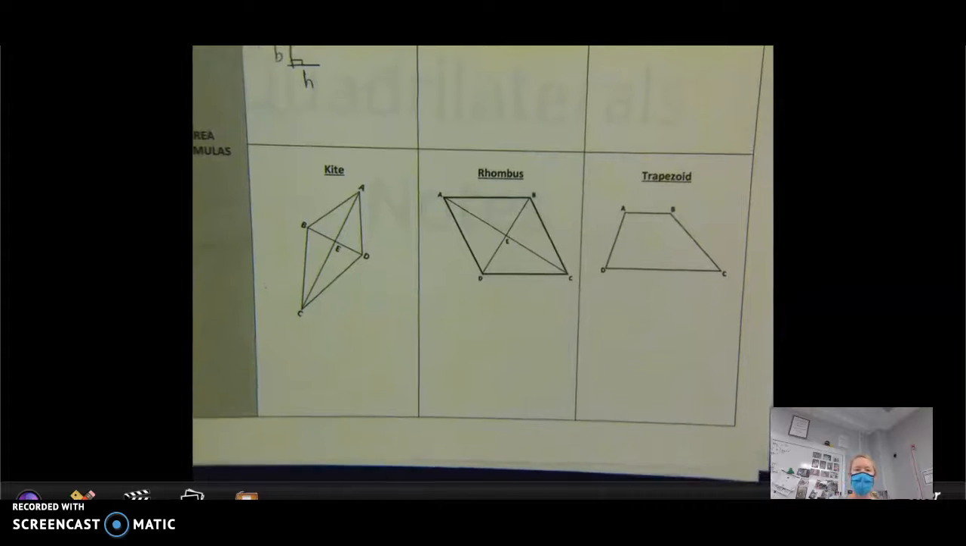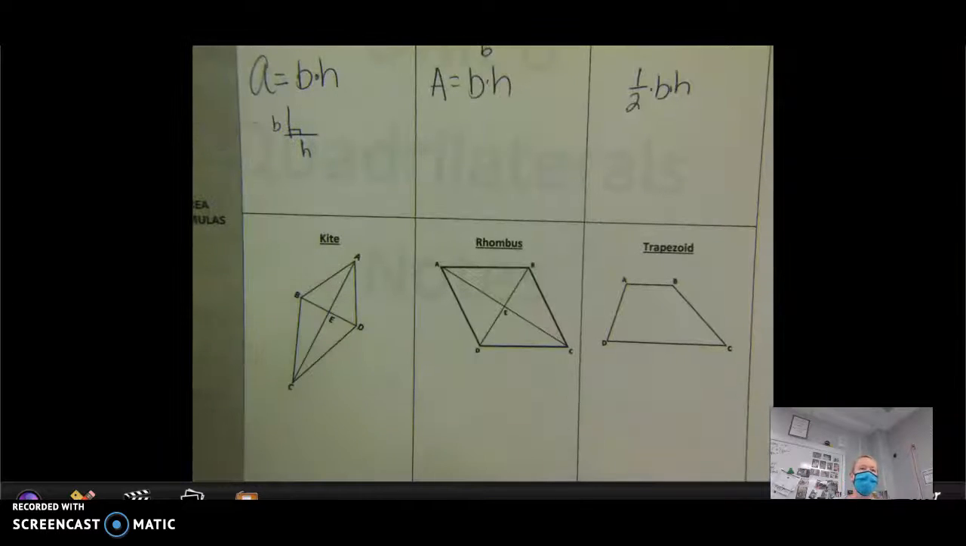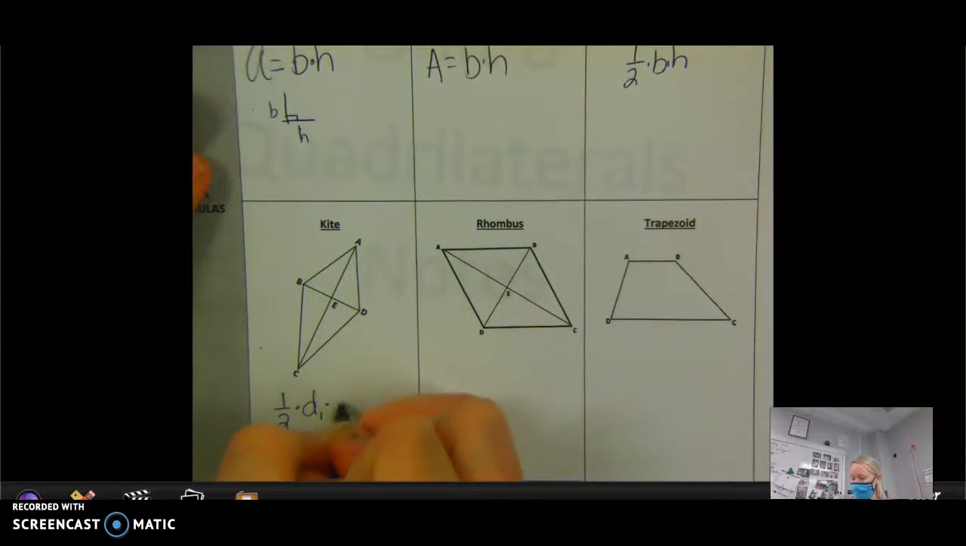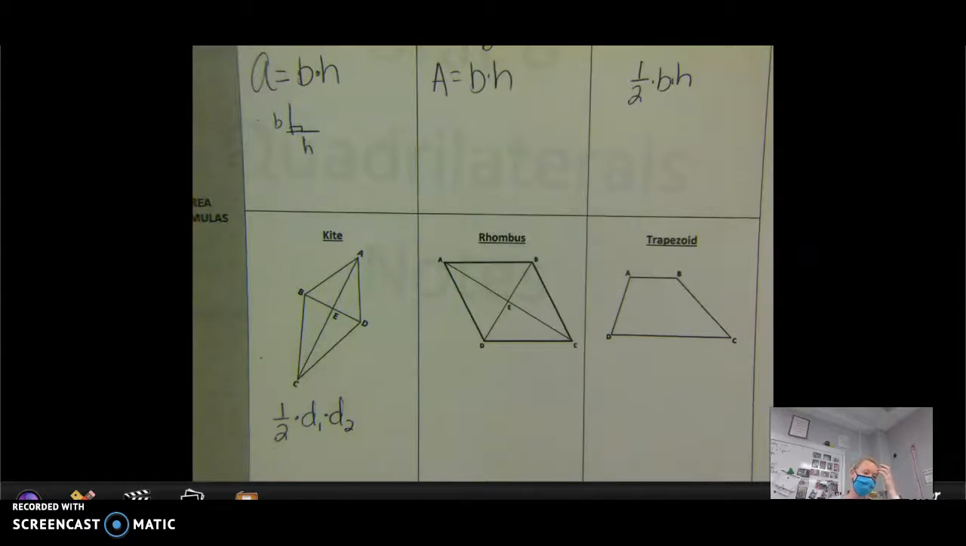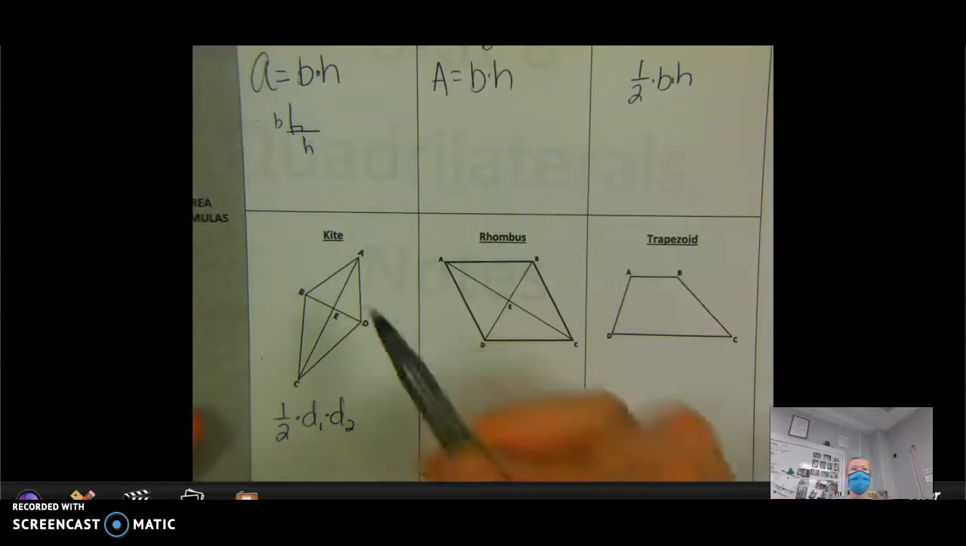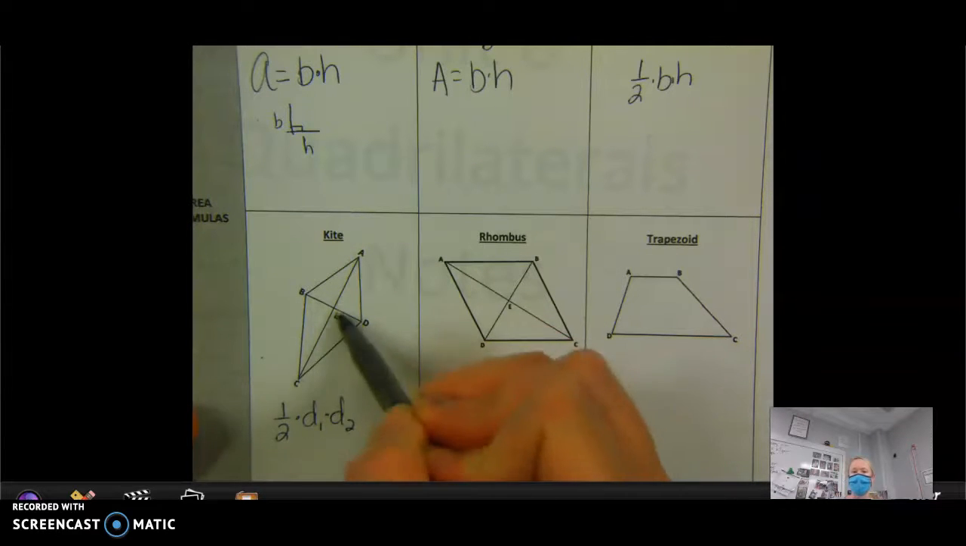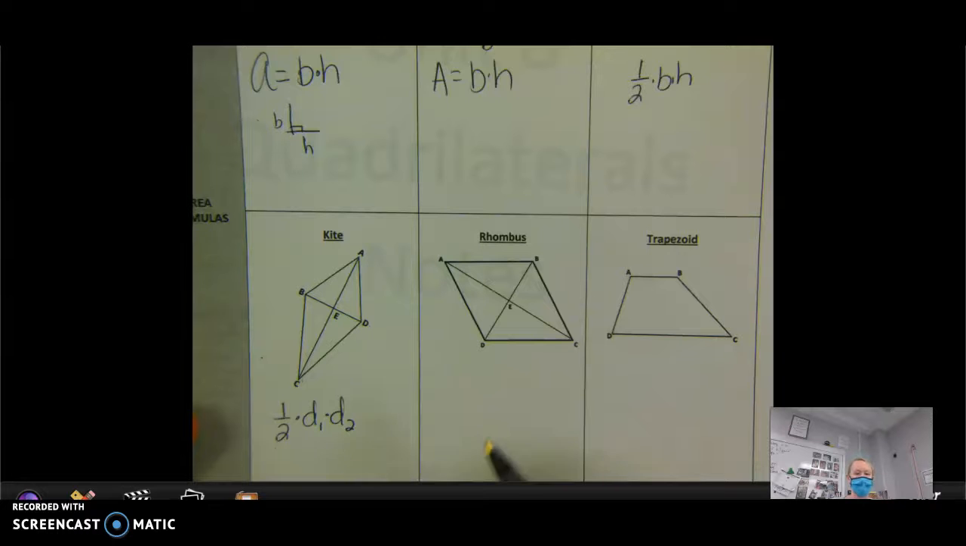Okay, does anybody know the area of a kite? How to find the area of a kite? And when you talk about width and height, what are you talking about? Very good. So we call those diagonals on this figure. So we're going to call it 1/2 times D1 times D2. It doesn't matter which one's diagonal 1 and which one's diagonal 2, but we're talking about the diagonals that meet in the center at a 90-degree angle on the kite, right?